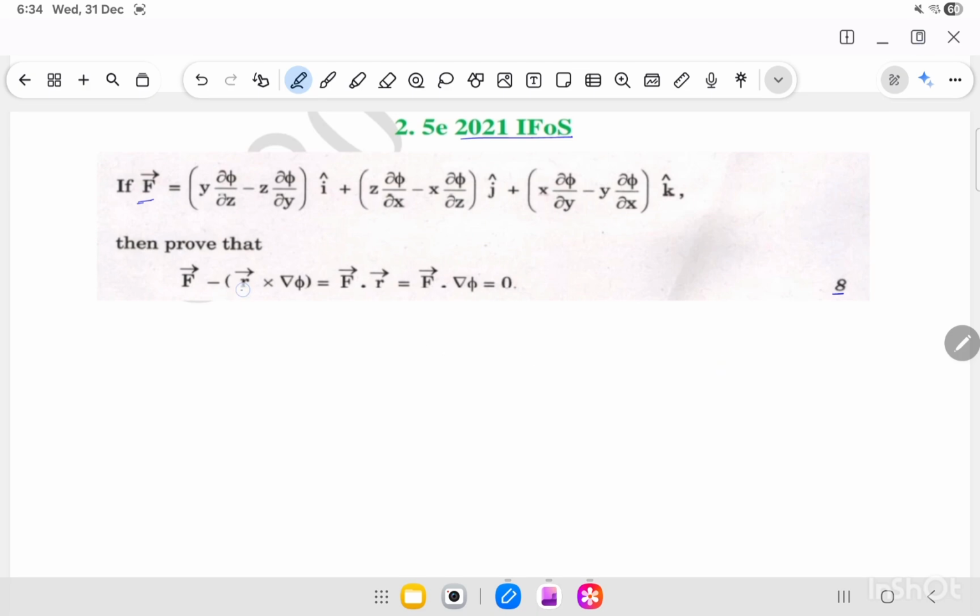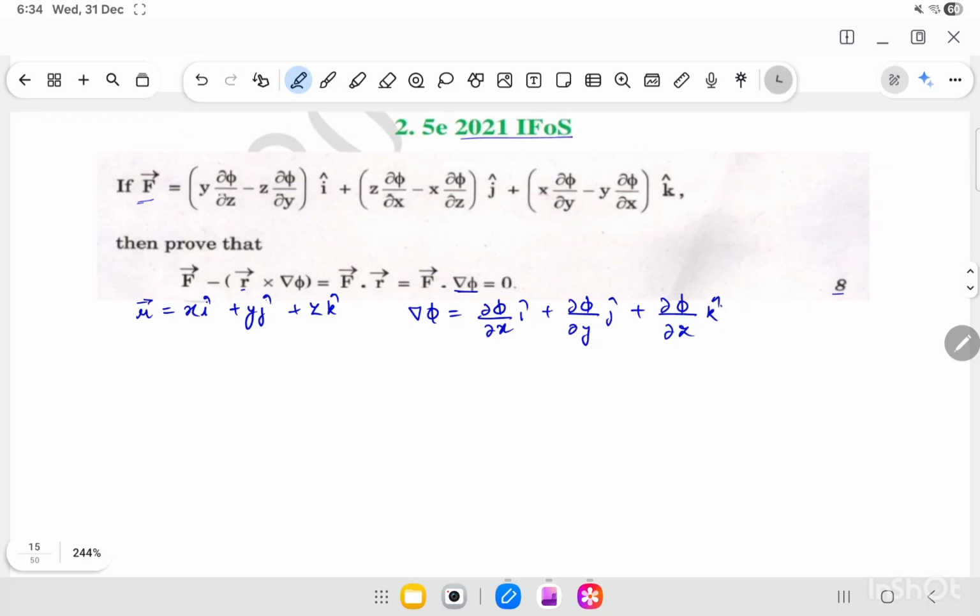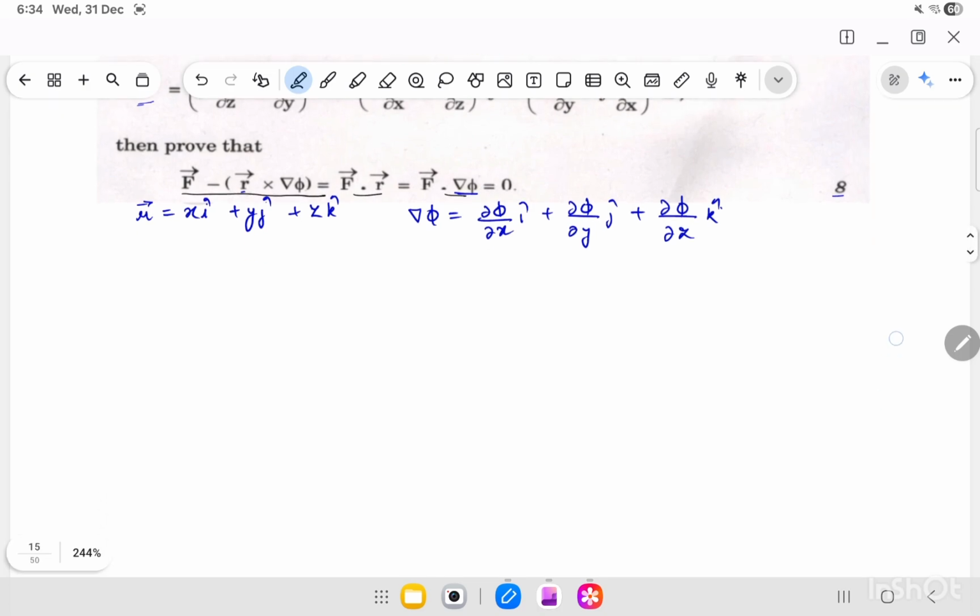Firstly, here our vector is x i cap plus y j cap plus z k cap, and this is the gradient of phi, which is del phi by del x i cap plus del phi by del y j cap plus del phi by del z k cap. So firstly let's prove these 2 relations, this one and this one equal to 0, and then we'll claim that this one is also equal to 0.